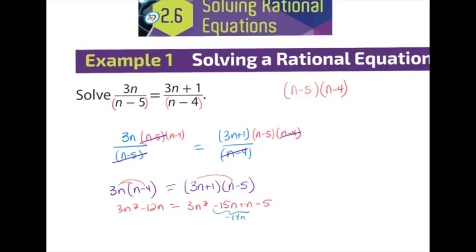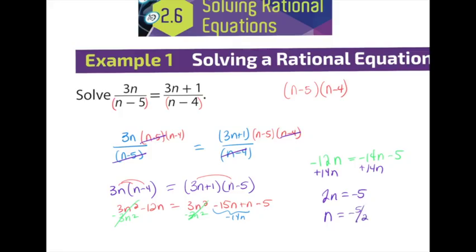You do want to move everything to one side. This is a quadratic, right? Anytime you have squares, you want to move everything to one side. You'll notice if you subtract 3n squared from both sides, they were very kind. Those cancel, right? So I have negative 12n equals negative 14n minus 5. Now I'm in a situation where I can just solve for n. I don't even have to worry about a quadratic. My quadratic piece canceled. So add 14n, add 14n. We get 2n equals negative 5. n equals negative 5 halves.